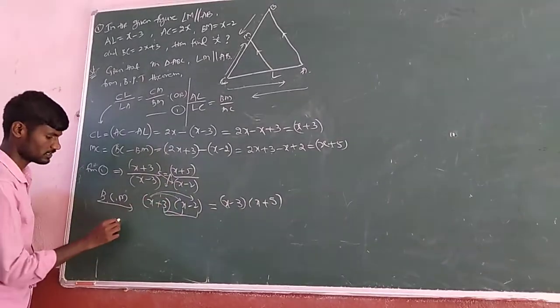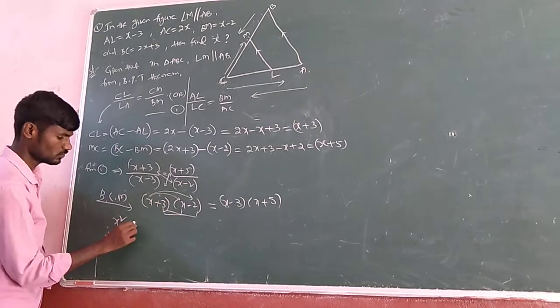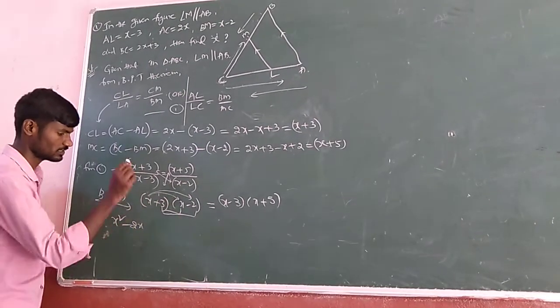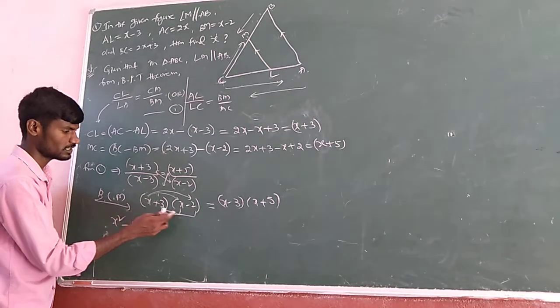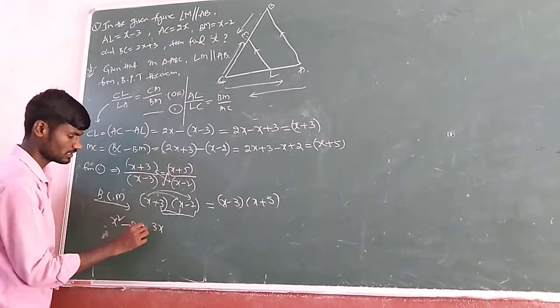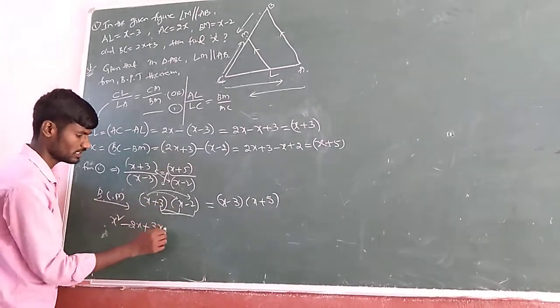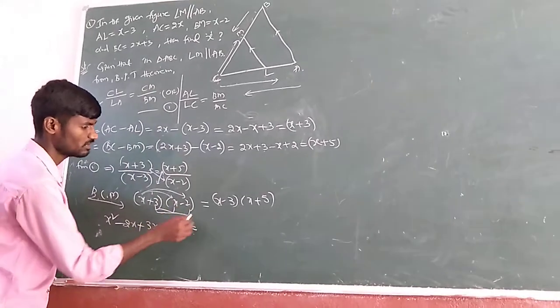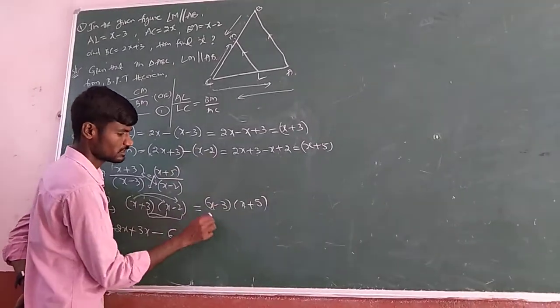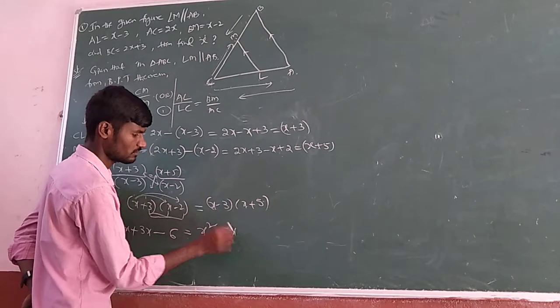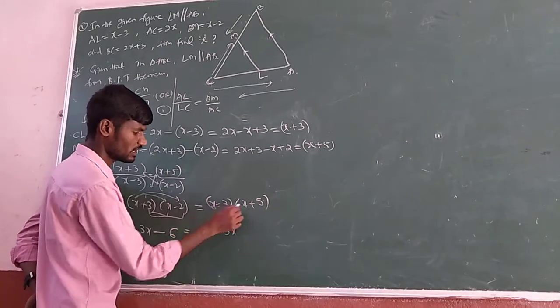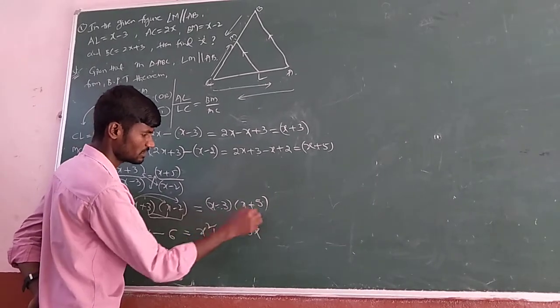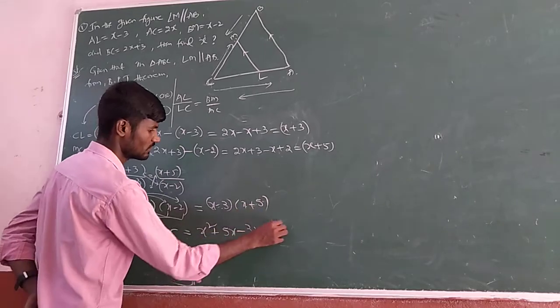X into X, X square. X into 2, 2x, but plus into minus, minus. X part completed. Next, 3 part. 3 into X, 3x, plus into plus, plus. Plus into minus, minus 3 into 2, 6. Similarly here also, X into X, X square. X into 5, 5x, both are positive, plus symbol. Minus 3 into X, minus 3x. Minus into plus, minus 3 into 5, 15.